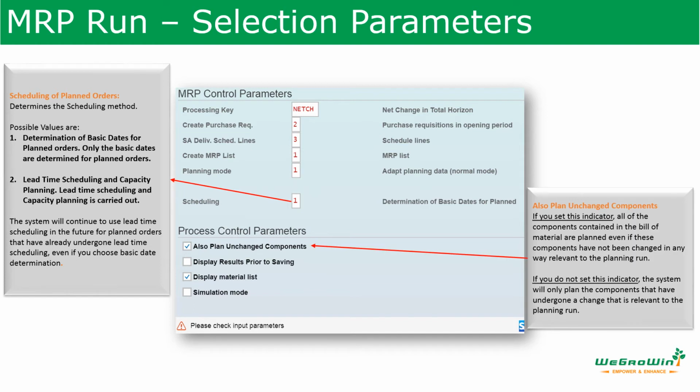Next option is plan the unchanged items, which means if there are changes, we are giving only the changed item, we run the MRP. Or plan all the components, whether changes happened or not, go and revisit them. The system has to check and plan for all those items in the system. So for that we can use this parameter.